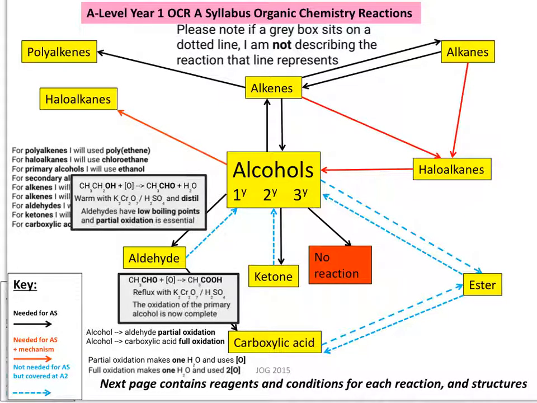So the next one to look at is obviously the ketone. So if you look, you can see there's a black arrow from the secondary alcohol to a ketone. So for this reaction, it's the similar use of an oxidizing agent and H2SO4. So I'll pop the grey box up there for a second. You may think that I've left out the alkenes to alcohol. I'll come back to them in a minute or so.